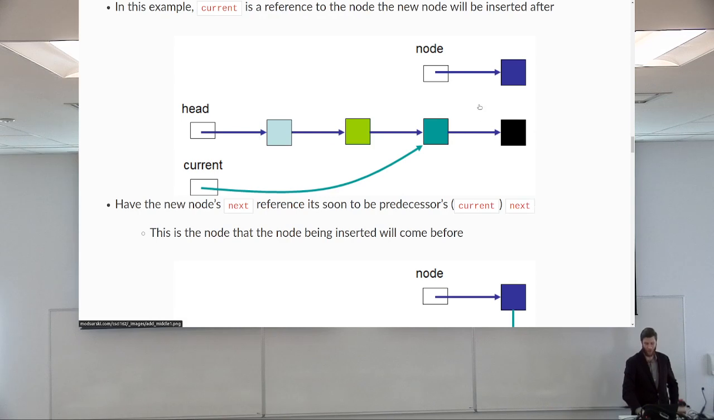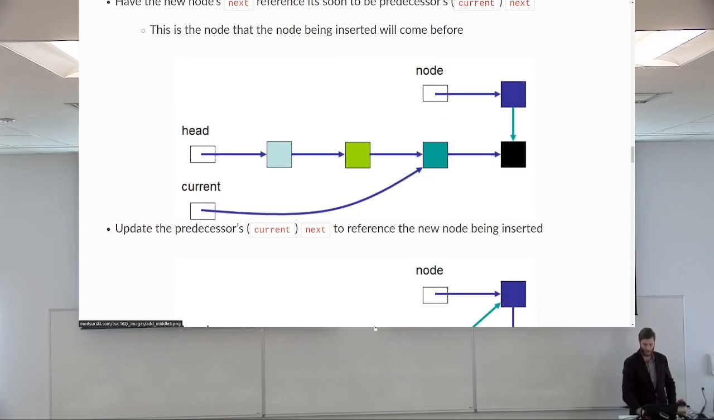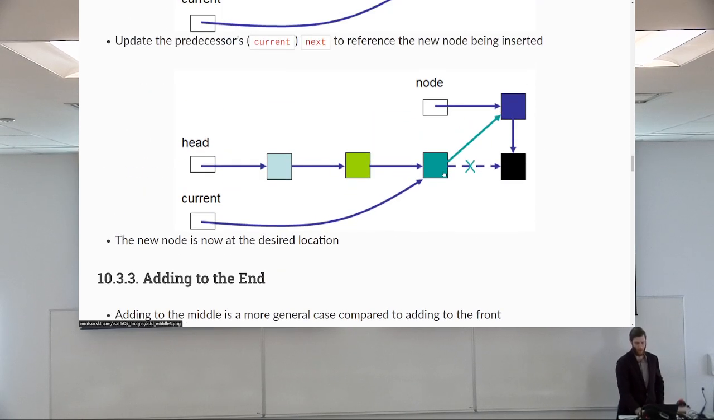So you have to say node, your next is current's next. So node, your next will be what's current's next. Well, that's this black one. And then current, your next is now just, well, what node it is. And there we go. Now what color is that? Light blue? Light cyan, light blue, some weird green, teal, blue, black. That's the order. We inserted it where we wanted.